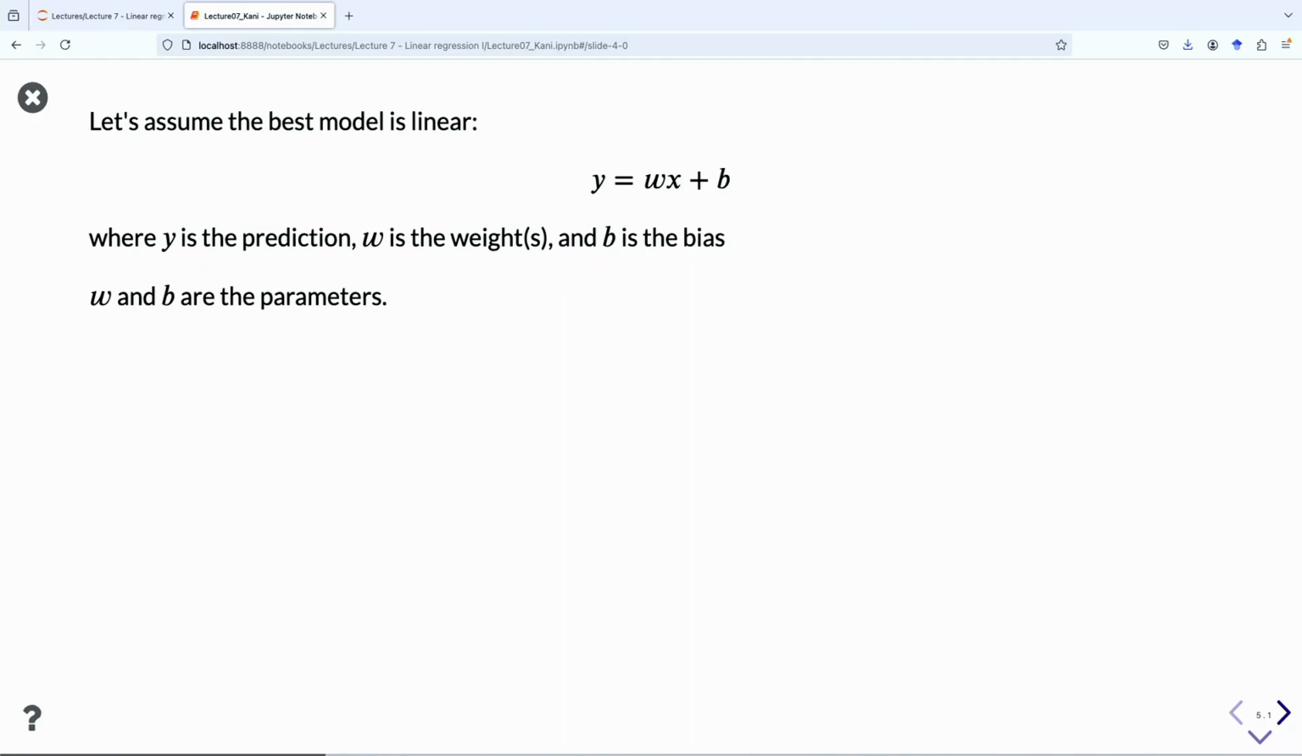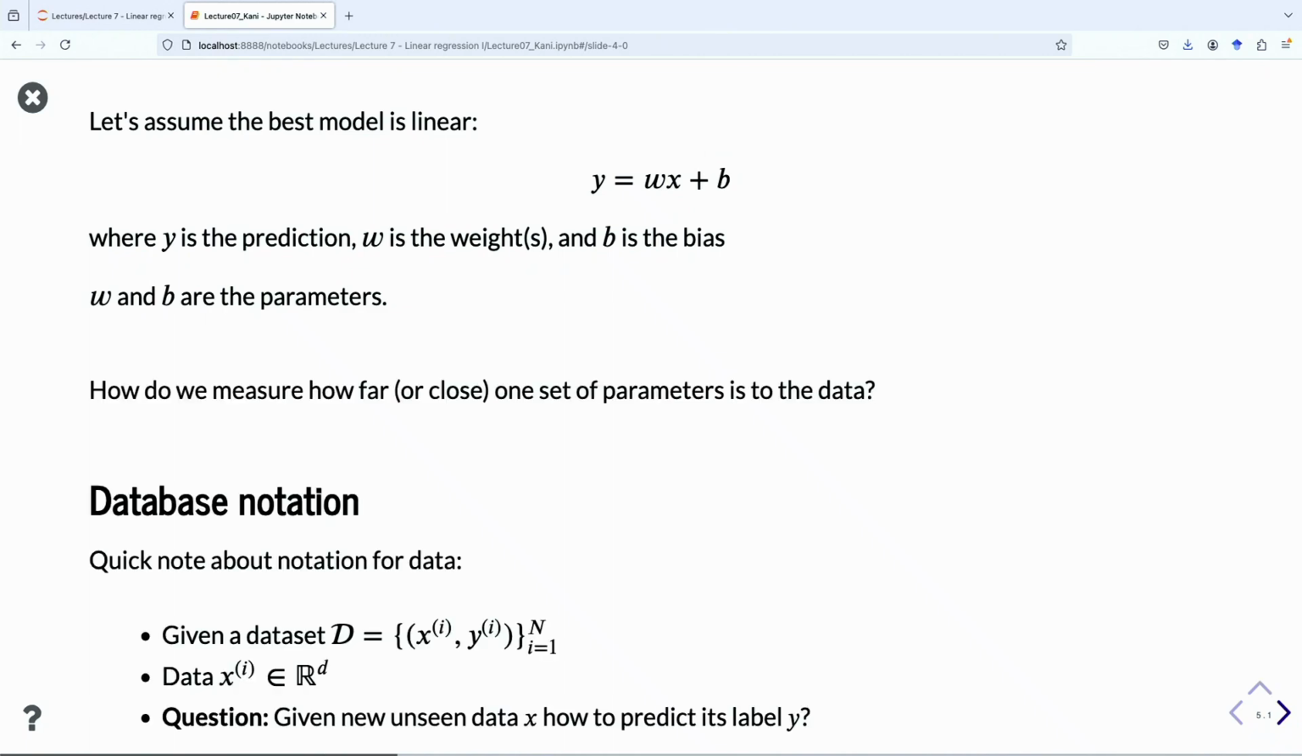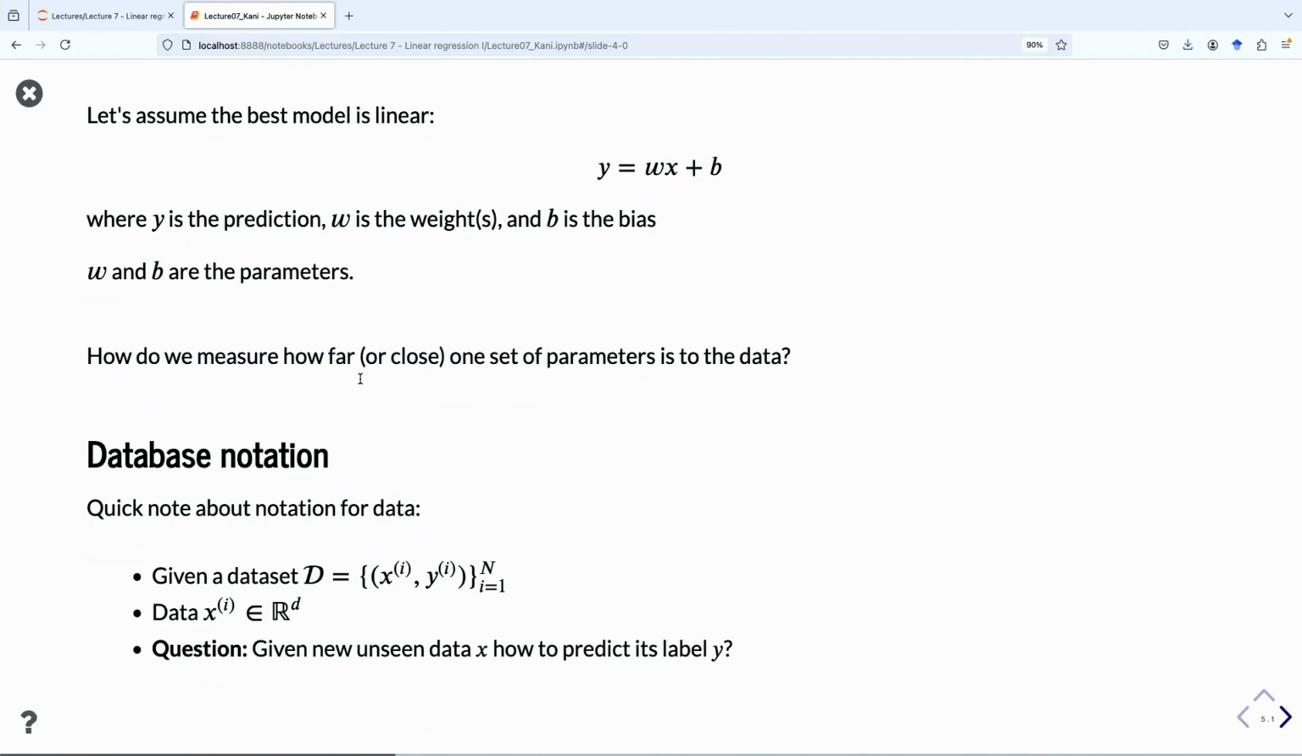For this lecture, we're going to assume a one-dimensional input, i.e. x is just a scalar. In the next lecture, we're going to expand that to multiple dimensions and so on. But for right now, let's keep things simple. We have one input x, and we want one output y. And we have two parameters. One is the slope, and the other is this offset factor, this linear offset. So how do we measure how far or close one set of parameters is to the data?